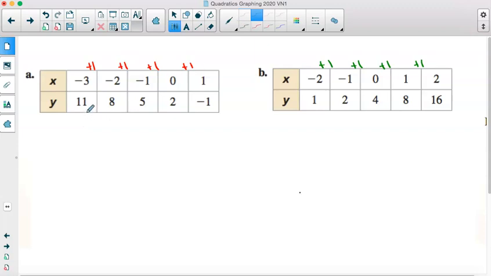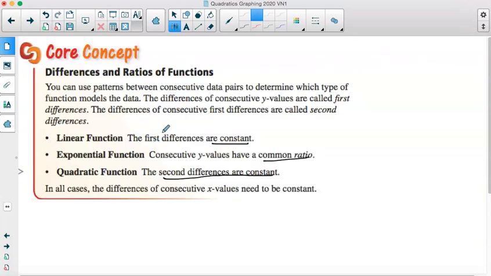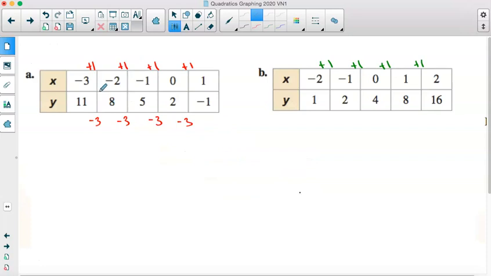My y values here, I'm going from 11 to 8, so that's subtracting by 3 is one option here. I can multiply this by something to get to 8 and see if that works, but 8 to 5 is also subtracting by 3. So far so good, minus 3, again minus 3, and one more time minus 3. So this one is subtracting by 3, and according to this, for the linear function, the first differences are constant. I'm taking the difference of my y values as my x values are increasing by 1, and it's consistently subtracting 3. When you're adding or subtracting the same amount each time to the y value, then this is definitely linear.